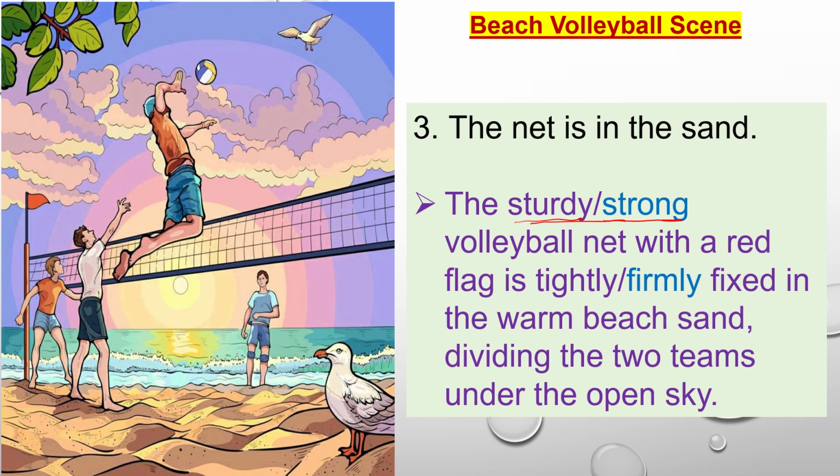So the sturdy, strong volleyball net with a red flag. Can you see this flag? Is tightly or firmly, we can use these two, fixed in the warm beach sand, dividing the two teams under the open sky. Now you can see how this simple sentence, the net is in the sand, converts into this beautiful sentence. The strong volleyball net with a red flag is tightly fixed in the warm beach sand, dividing the two teams under the open sky. Now you can relate by looking at the picture what we have written. Okay.